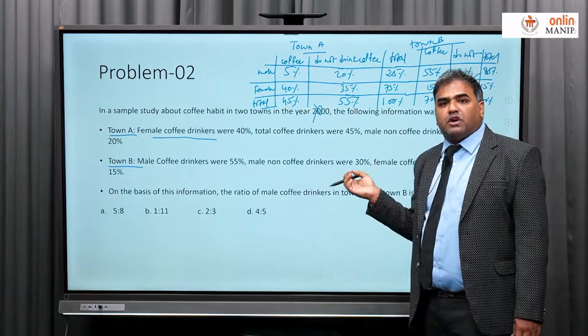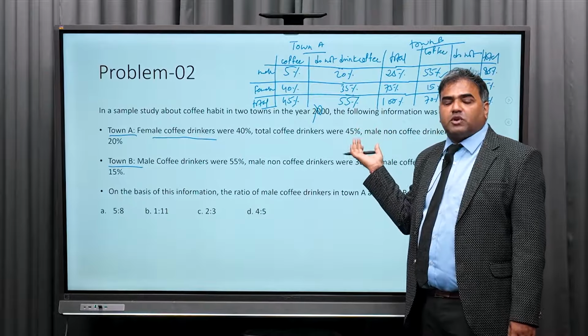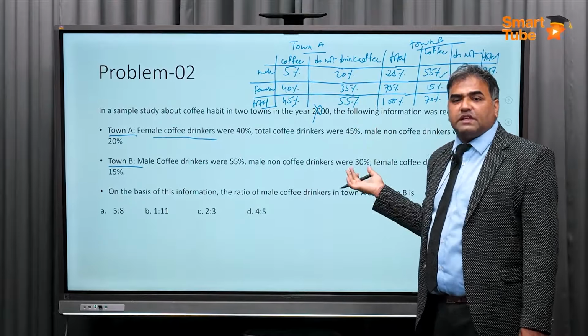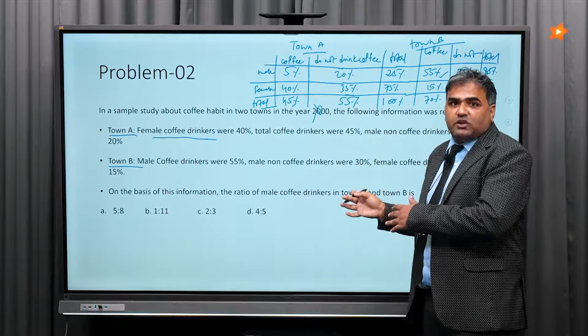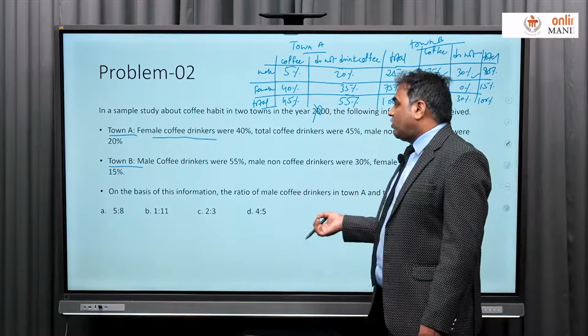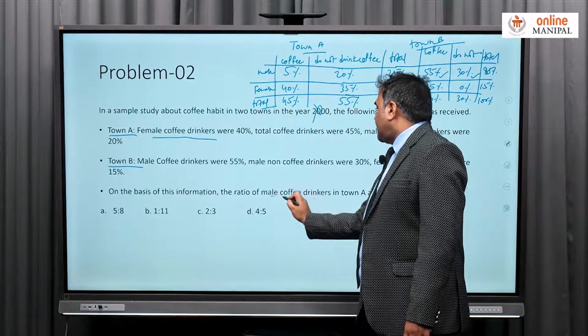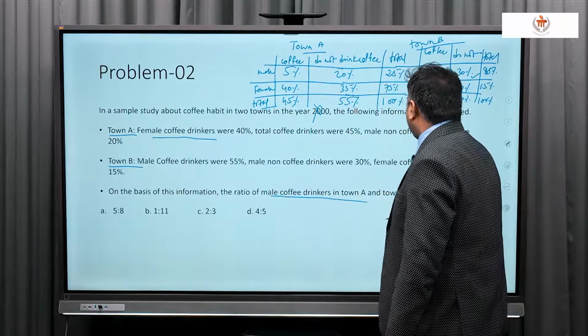Simple problem. If you are good with the basic concept of addition and subtraction, you can do it very easily, provided that you know the concept of tabulation. So that is what we are trying to do here. Now the question is, on the basis of this information, the ratio of male coffee drinker in town A and town B.